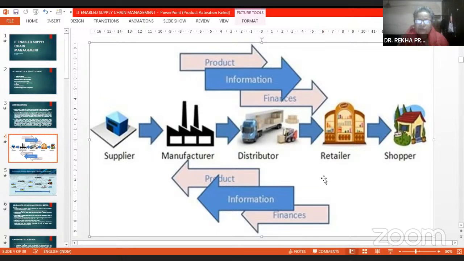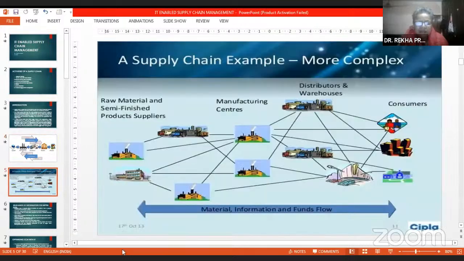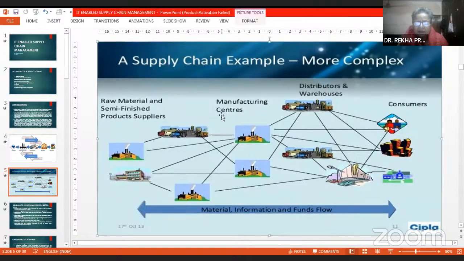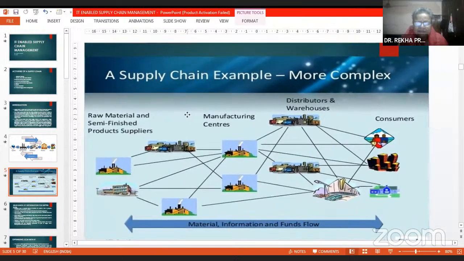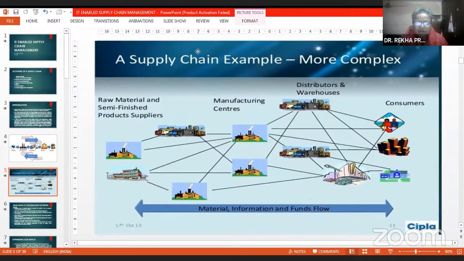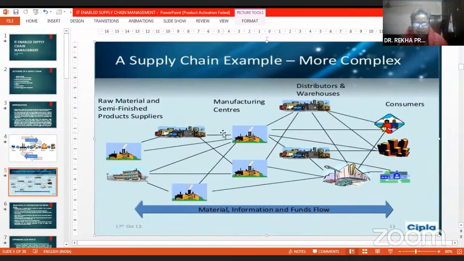Actually, in practice, we don't have a simple supply chain. In fact, we have a network. For example, here also you have raw material and semi-finished product suppliers, manufacturing centers, distributors and warehouses, consumers. Material, information and funds are flowing both ways. But this is complex. Here you have more than one supplier. The supplier can be supplying to more than one organization. So it is actually a network of all these stakeholders.